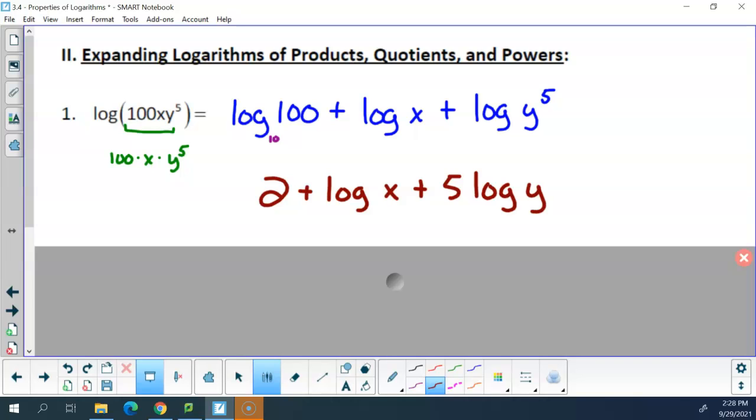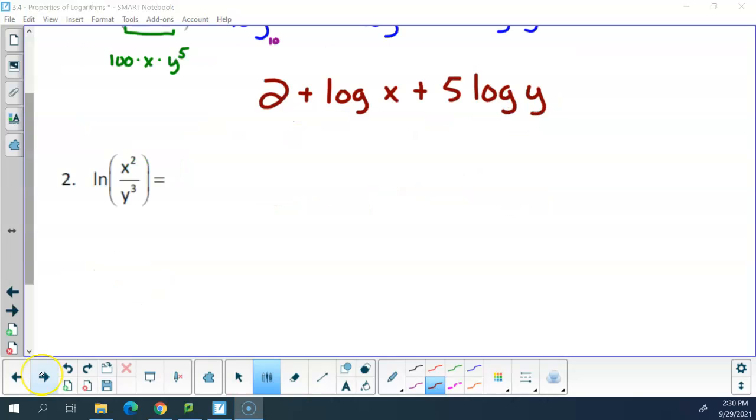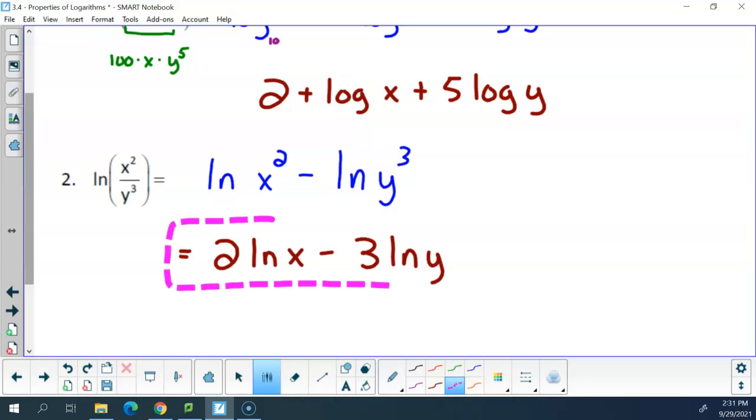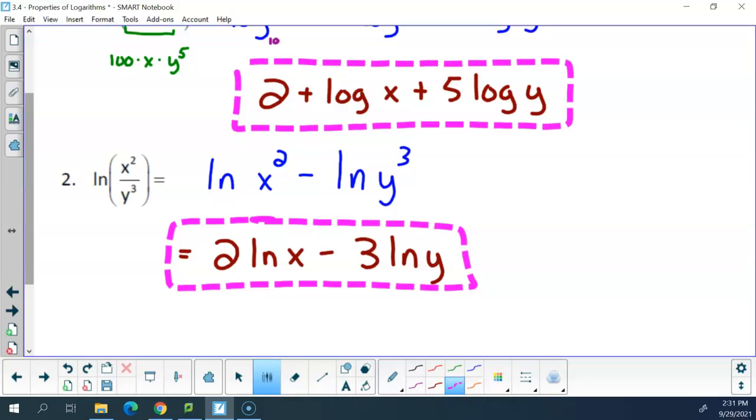Okay. What I'd like you to try now is I'd like you to try the next group. For the second one here, I get 2 natural logs of x minus 3 natural logs of y. Agree?